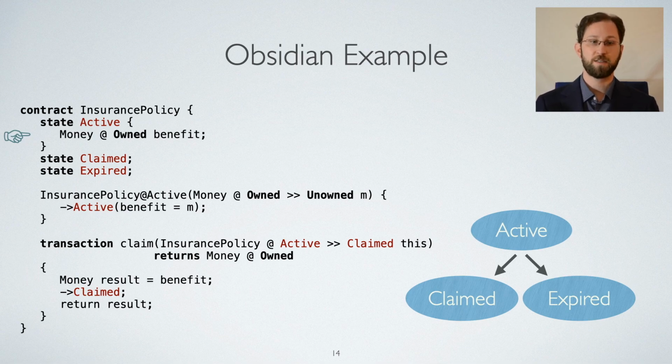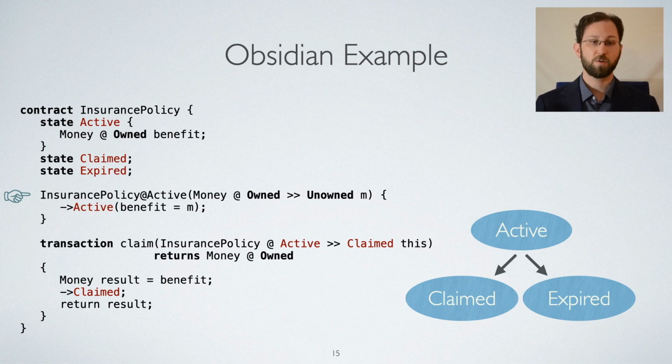So the idea is that maybe we don't trust the insurer to actually pay out when an insurance claim is filed. So the insurance policy itself holds the money. So when the state is active, the money is waiting around for something to happen. But when the state changes to claimed or expired, there's no money anymore because the money has been transferred somewhere else.